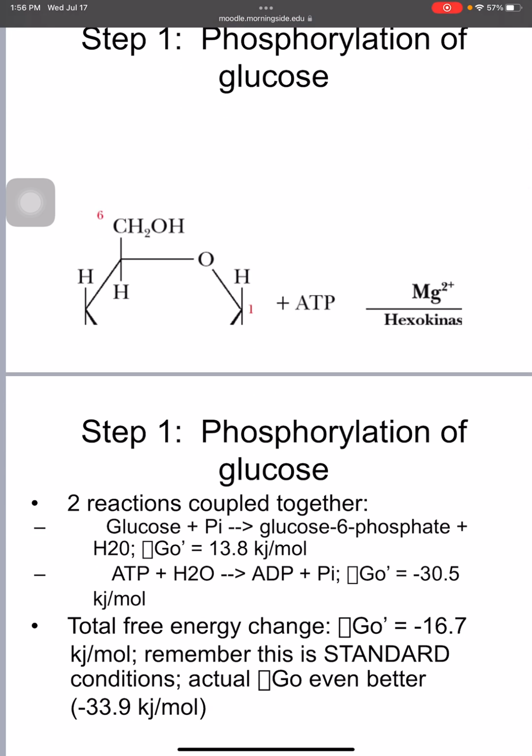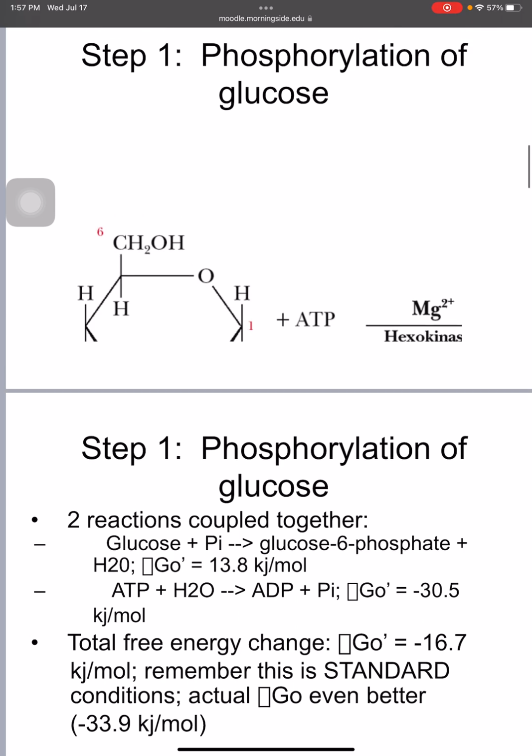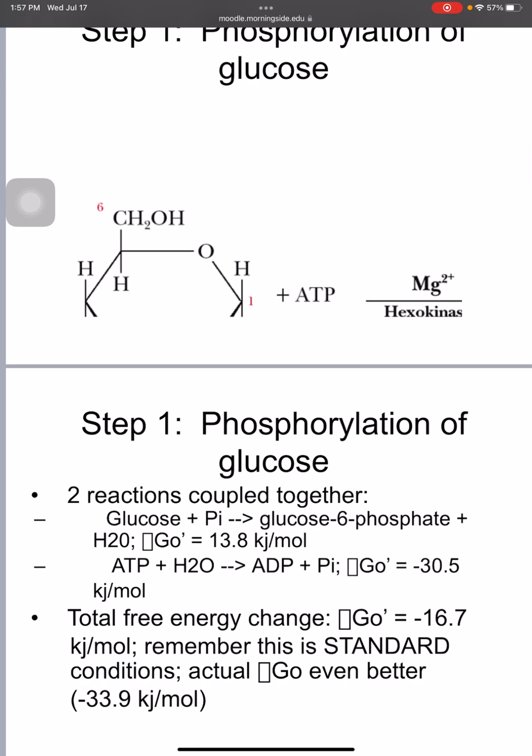and again, this shows up better. For some reason, my iPad does not like some of the symbols here, so I apologize. But basically what happens is, if you just took a phosphate and stuck it on glucose to make the product here, that has a delta G that is positive, right?